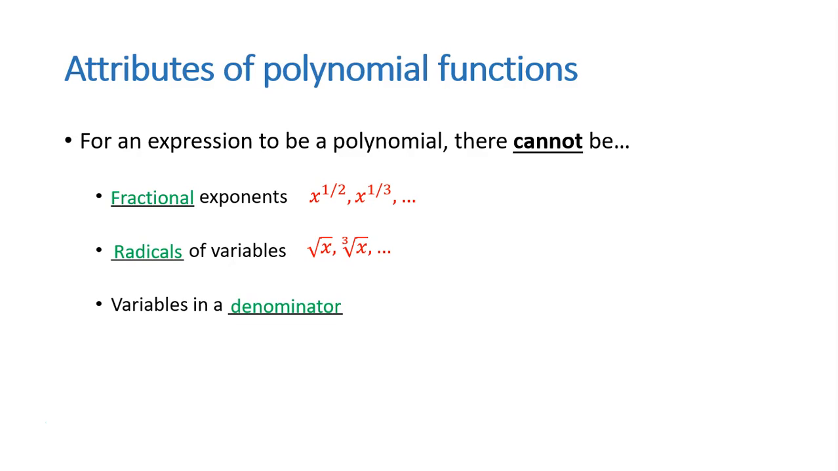Another thing we can't have is variables in a denominator. So 1 over x, or this also corresponds to negative exponents. So anytime we raise something to a negative exponent, that would be the same thing as moving the variable to a denominator.